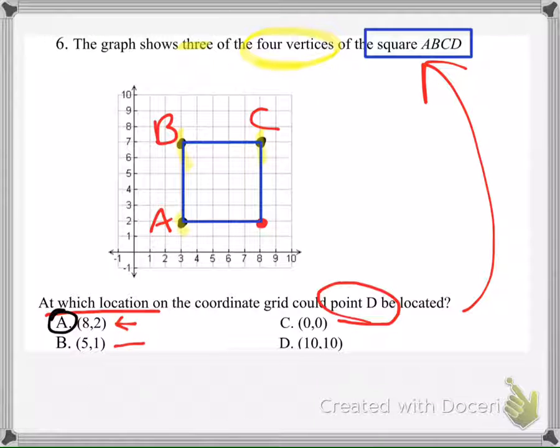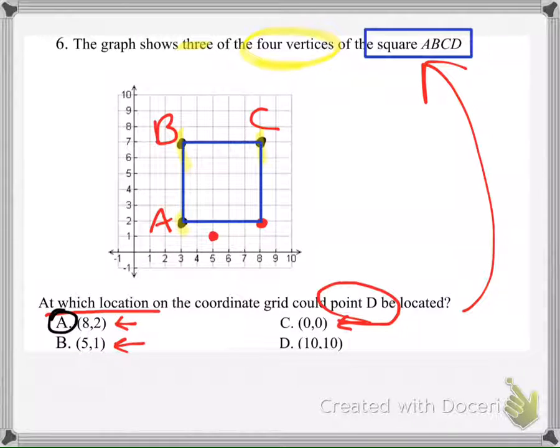If I look at B, B is at (5, 1). So 5 units to the right, 1 unit up, I would put a dot right there. If I put a dot right there and I put them together, I would end up with something that looks like this. And that does not look like a square. So definitely not going to be answer choice B.